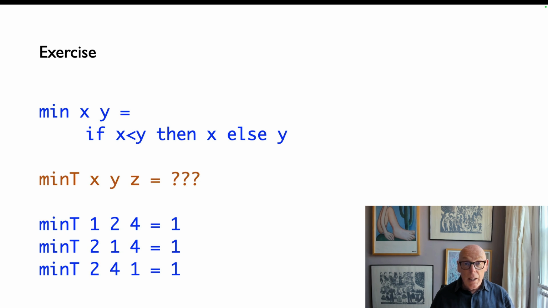And the question I'd like to ask you is how you can define something that will give the minimum of three numbers, x, y, and z. So you can see the example there. If it's min t of 1, 2, and 4, it's 1. Min t of 2, 1, and 4 is 1, and so on. How can you define that function min t? Now what I suggest you do is you pause the video here, think about it, and then restart, and I'll discuss a solution.